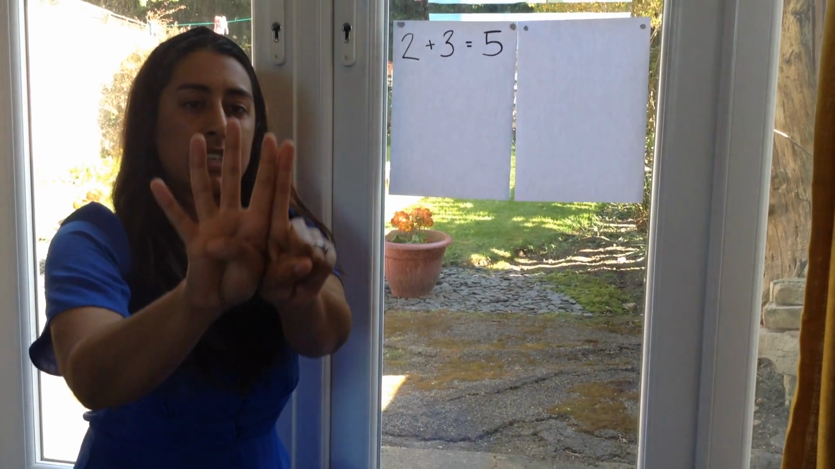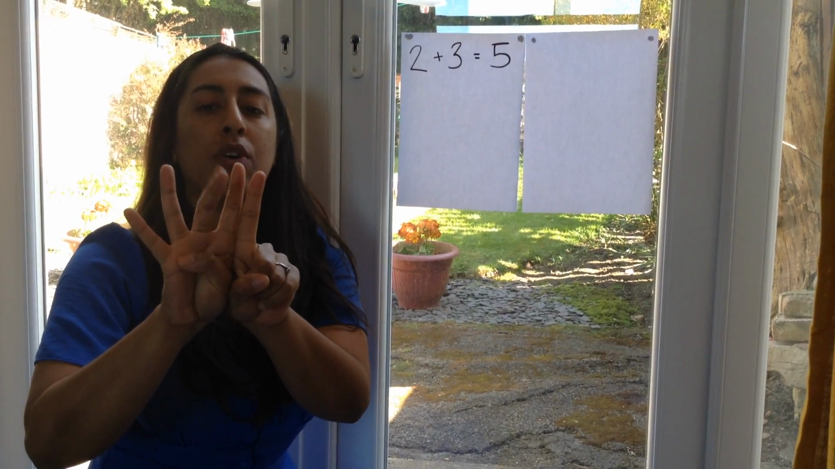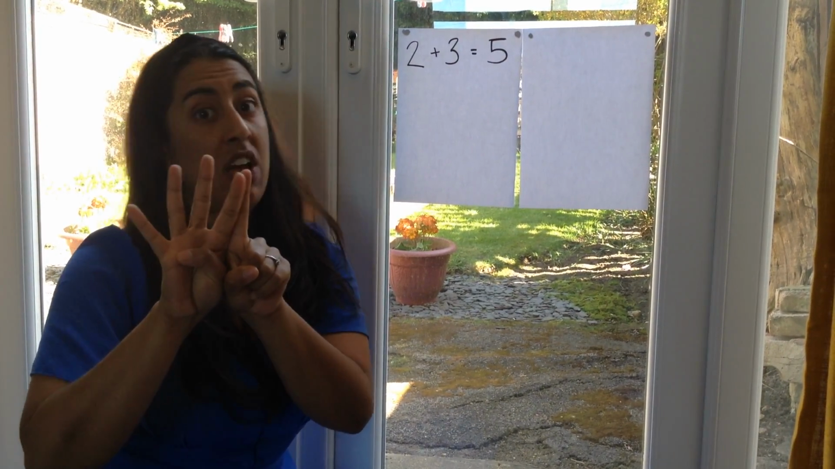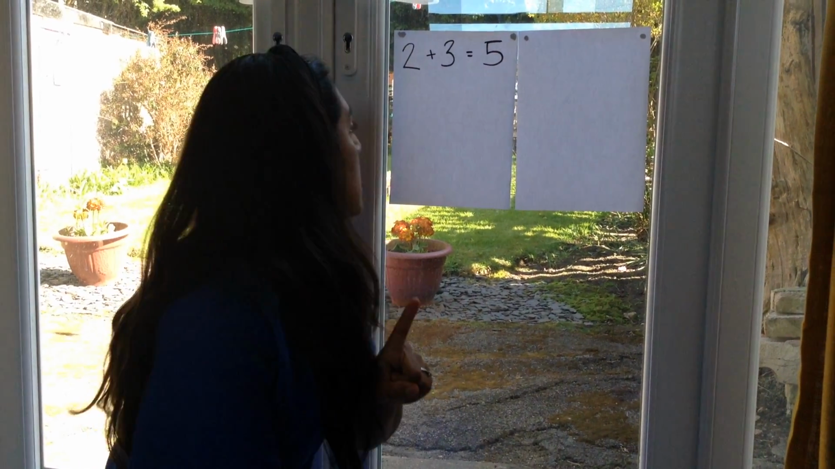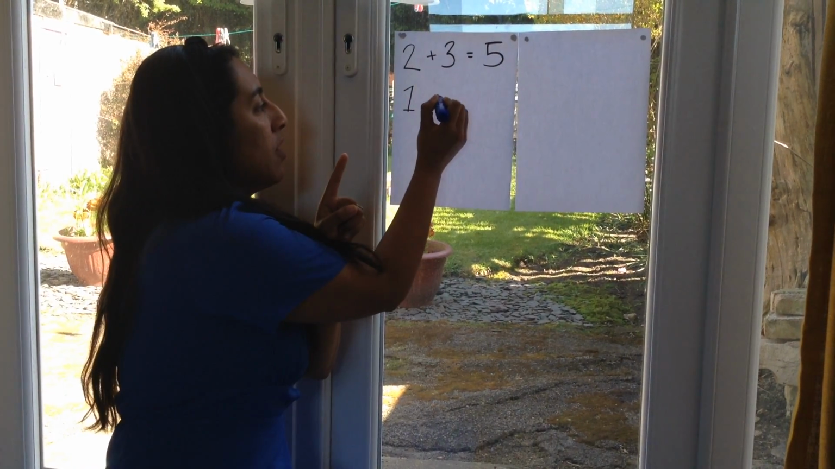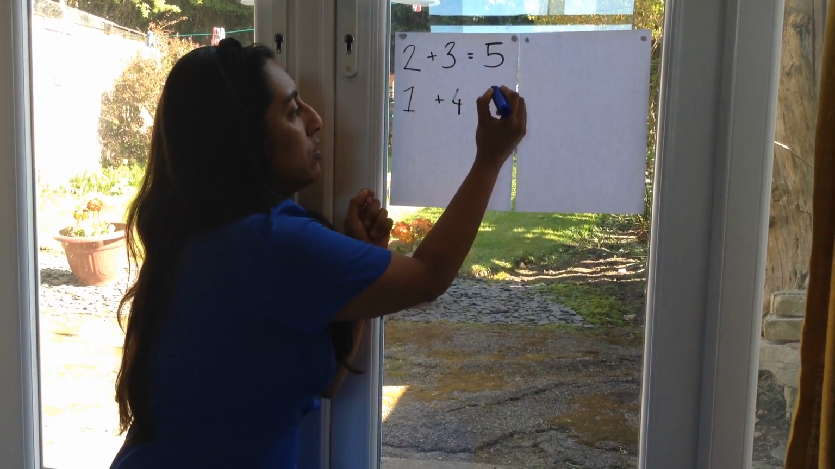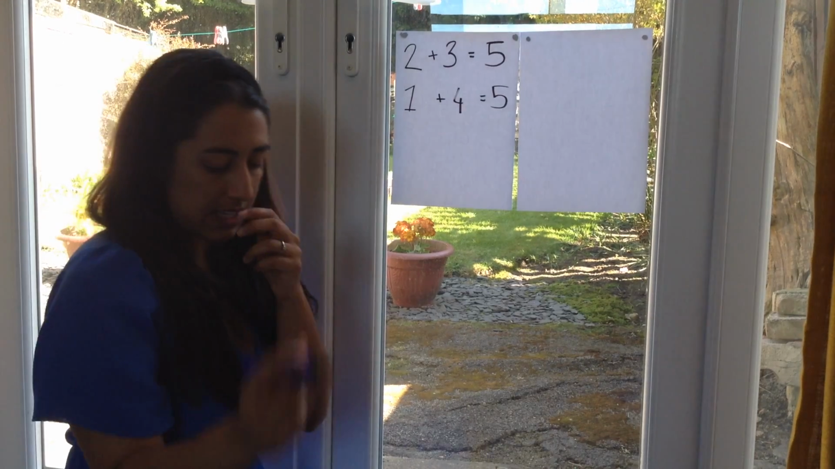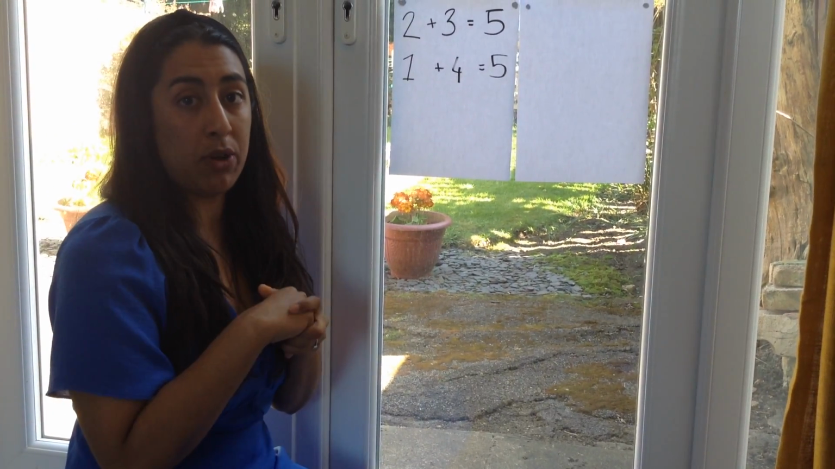And I put them all together. How many have I got all together? 1, 2, 3, 4, 5. 5 again, but it looks in a different way this time, doesn't it? So I've got 1 add 4 equals 5. Fantastic.